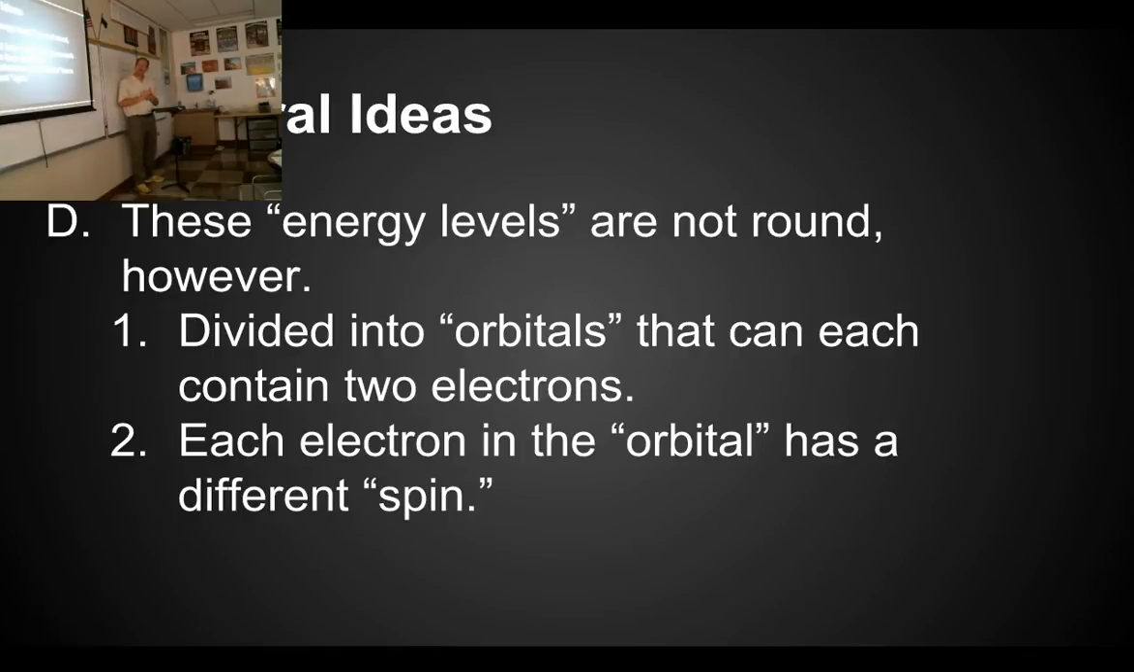So the next energy level that has 8 electrons has how many orbitals? If it contains 8 electrons, how many orbitals are there? 4. Yes, there are 4 orbitals because 4 times 2 is 8, right? And in an energy level that has 18 electrons, there would be how many orbitals?